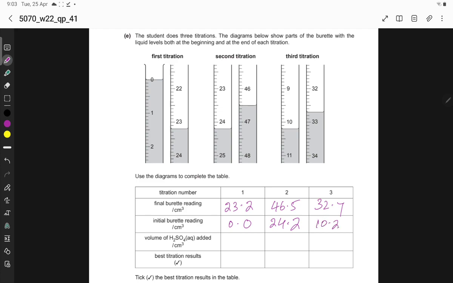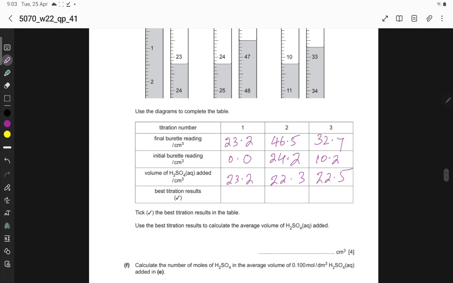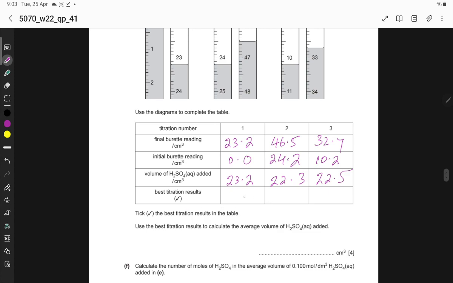So to subtract initial from final reading, we get the volume of titrant, that is sulfuric acid, which is 23.2. This is 22.3, and this is 22.5. So select the best titration results, which are two values closer to each other. So this is 22.5 and 22.3.